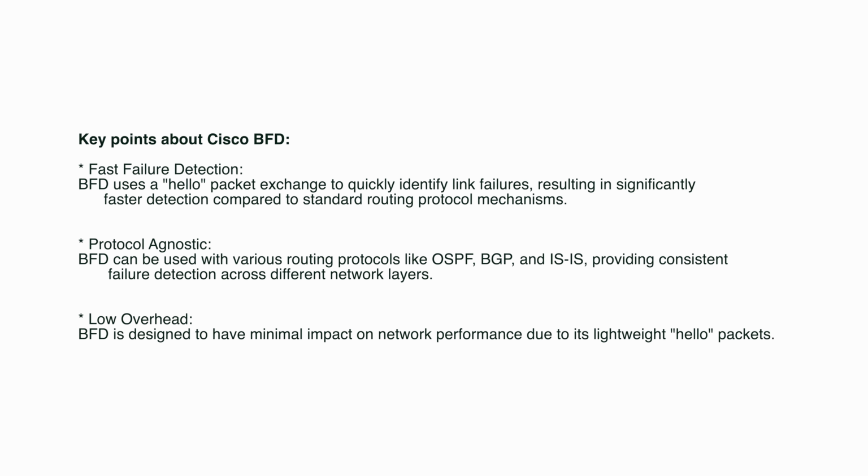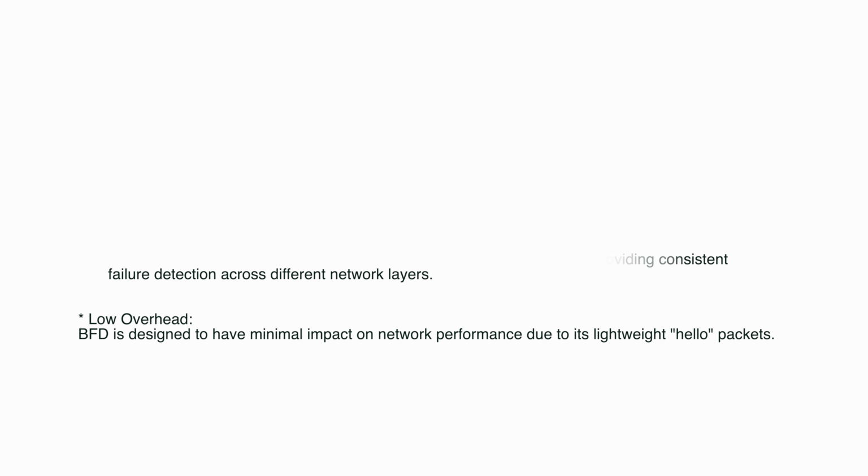So let's talk about the key points about Cisco BFD. Fast failure detection. BFD uses a hello packet exchange to quickly identify link failures, resulting in significantly faster detection compared to standard routing protocol mechanisms. Protocol agnostic. BFD can be used with various routing protocols like OSPF, BGP, and ISIS, providing consistent failure detection across different network layers. Low overhead. BFD is designed to have a minimal impact on network performance due to its lightweight hello packets.